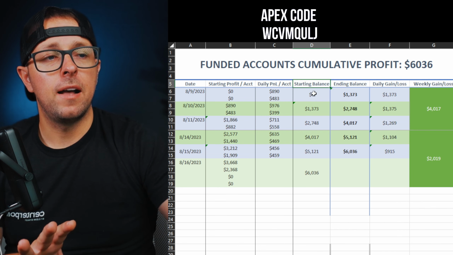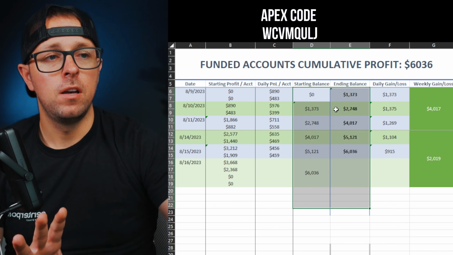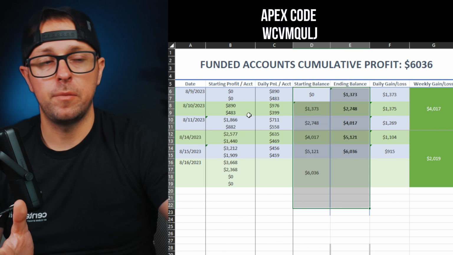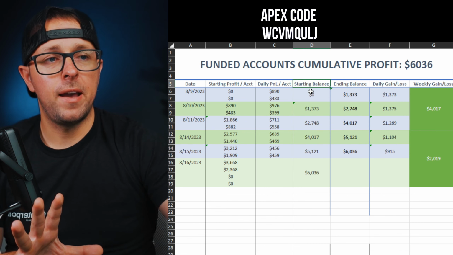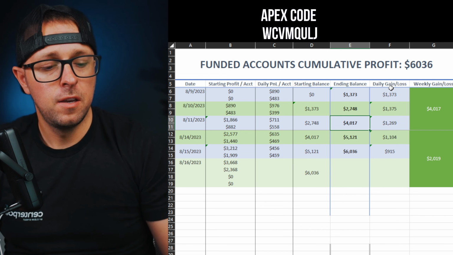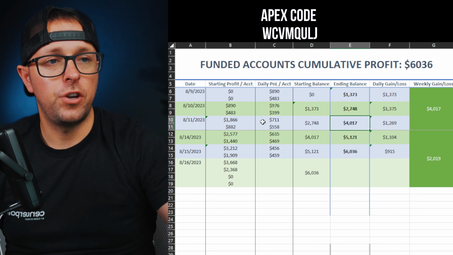Then the starting balance and the ending balance. So these two are the most important things I care about. But to get these figures, I have to calculate how much money I made per account. We have the starting balance. So this is the overall cumulative balance in my funded accounts combined at the beginning of the trading day. And this is the same thing, but at the end of the trading day. So it adds the daily gain or the daily loss that I had from trading that day.